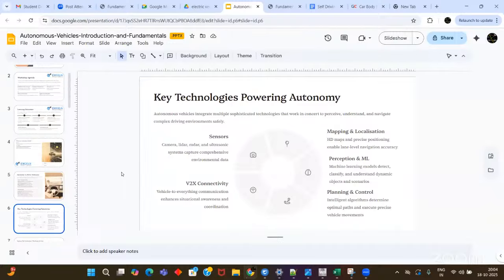Sensors include camera, LiDAR, radar, and ultrasonic systems that capture comprehensive environment data. So what is a camera? You know everything about a camera. It captures the image for processing purposes. Now LiDAR. LiDAR is basically a proximity sensor. So supposedly I'll tell you.